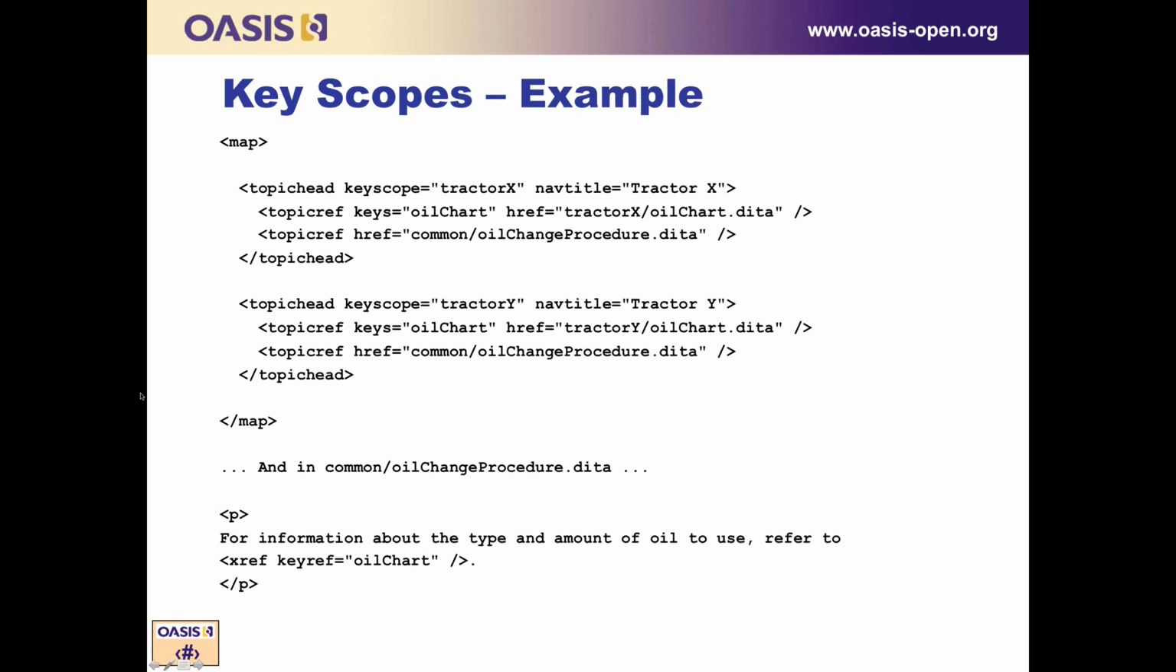So when I render oil change procedure into the tractor X scope, the link to the oil chart will link to the tractor X oil chart. When I render that same topic under the tractor Y scope, the key ref that points to oil chart will render to the tractor Y oil chart topic.